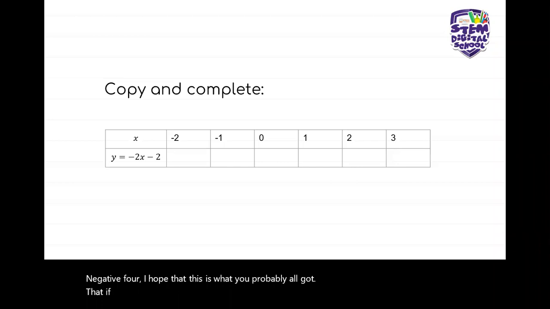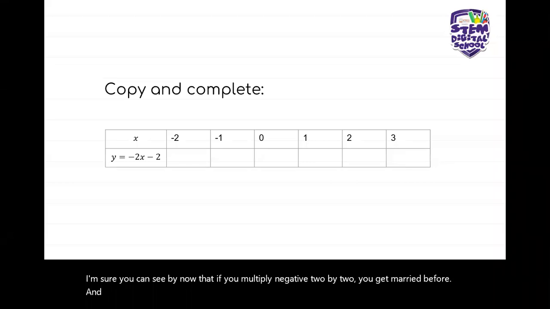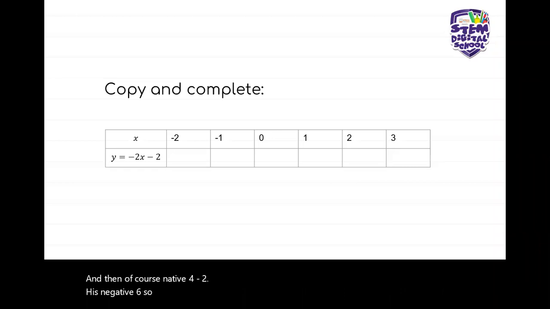And then if x is 2, once more, you should be able to see that y will be equal to -2, open bracket, and then you put the 2 there. And then, of course, -2. I'm sure you can see by now that if you multiply -2 by 2, you get -4. And then, of course, -4 minus 2 is -6. So -6 will be the correct answer there. I hope that you are following all the steps.